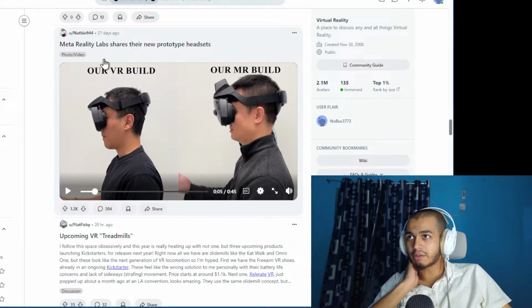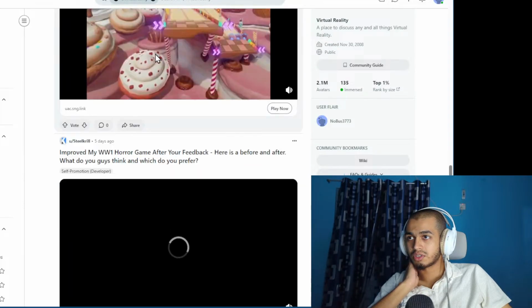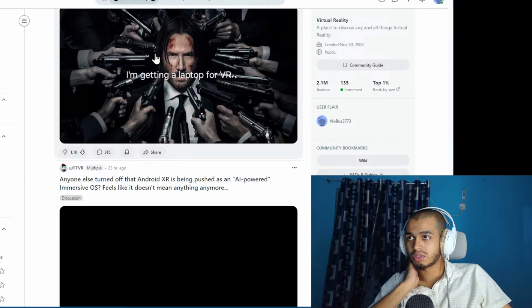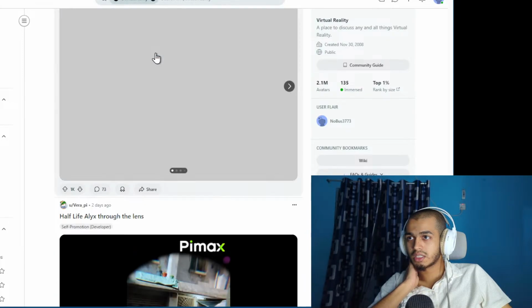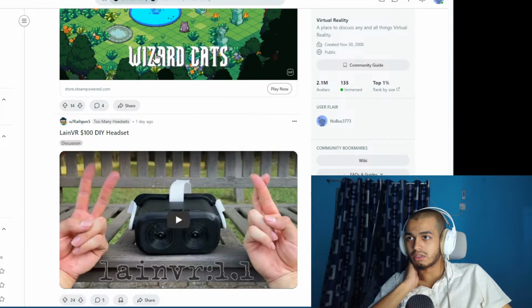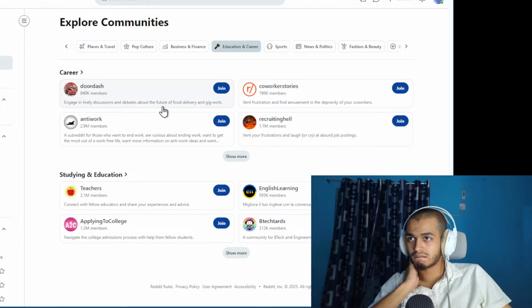Meta Reality Lab shares their new prototype headsets. I'm getting a laptop for a VR. I don't know. I shouldn't have bought here.